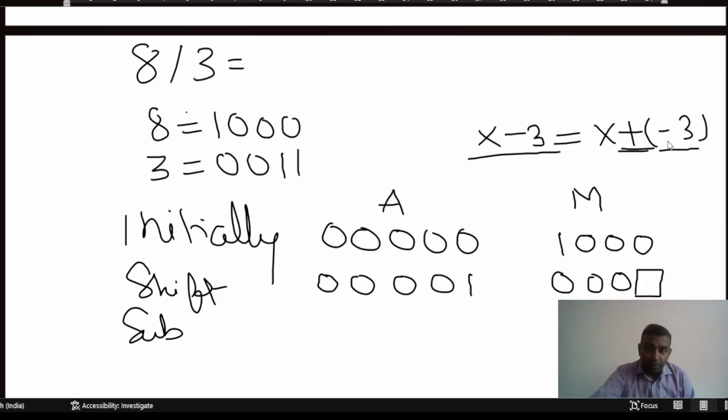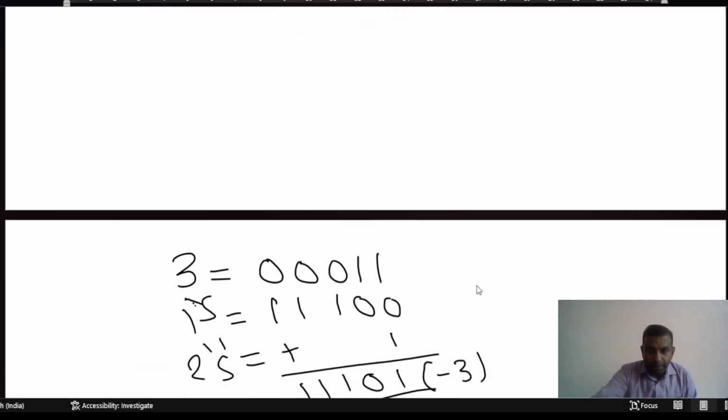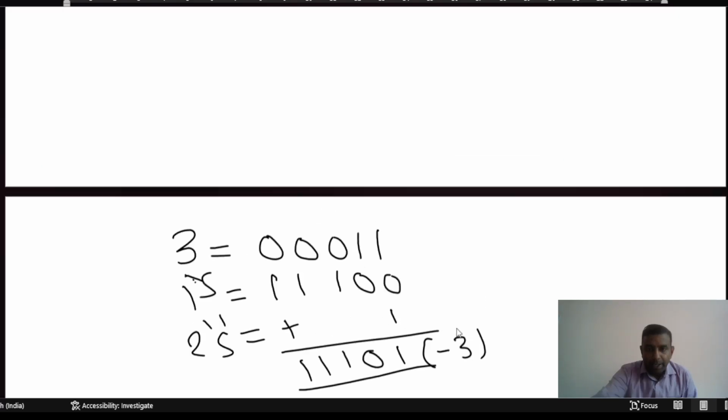You can see here why we perform addition, because it is very easy to perform addition in binary. So how can we perform the addition? We just write out the equivalent of minus 3. So this is our equivalent of minus 3.